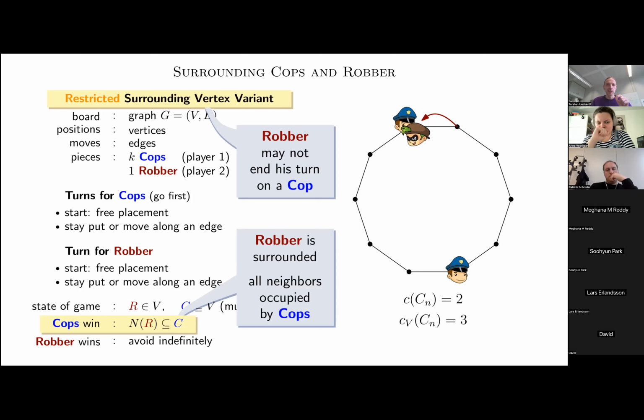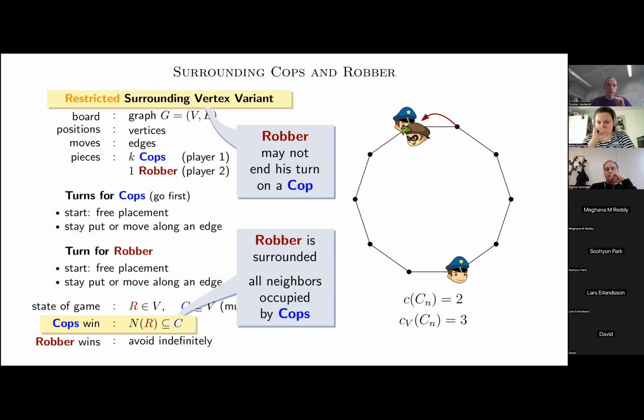So in particular, he may not move onto a vertex where a cop is already standing, because then he ends his turn on a cop. And also, if he stands somewhere and the cop walks onto him, after his turn, he cannot just stay there. He's forced to go away. Yeah, which is a little bit more natural.